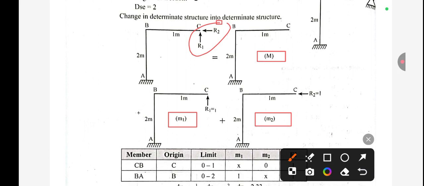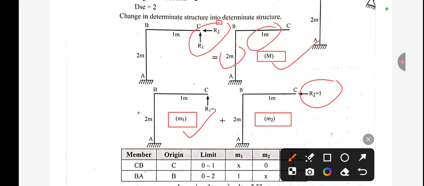You can see this one is A, B and C. So this one is 2 and this one is 1. So after removing the redundant forces, this system is denoted by the capital M, okay. And when we apply the first redundant as a unit force, then this is the M1 system. And when we apply R2 as 1, this will be the second system, okay.